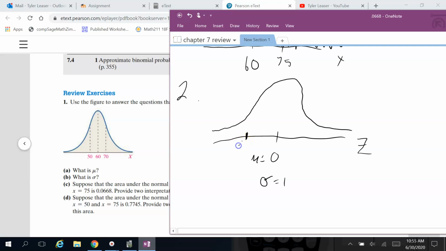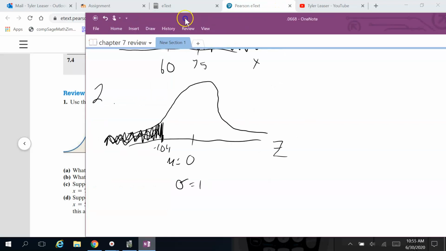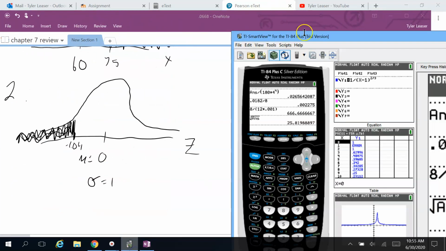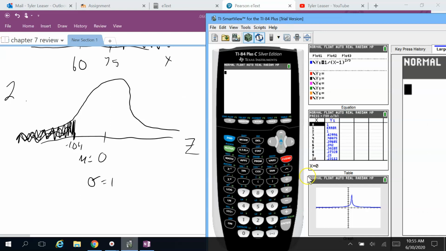So let's say we're here at negative 1.04, and we want to find the area to the left of that, so this area here. I'm sure if you read through the book, you saw a way to do this using a z-score table, but I don't expect you guys to use that when it comes to working on your homeworks or the test. Just use the calculator.